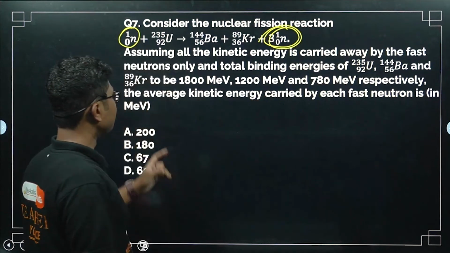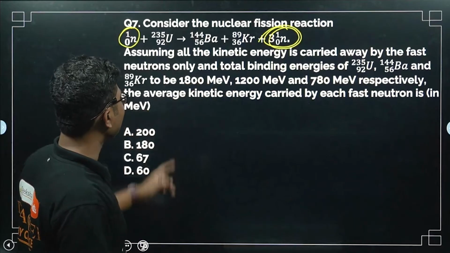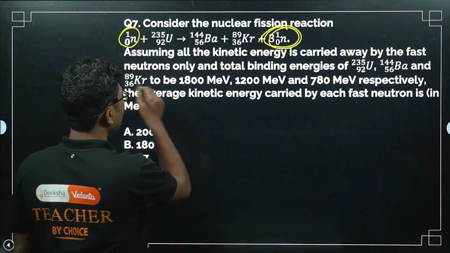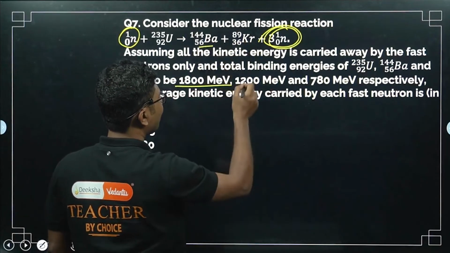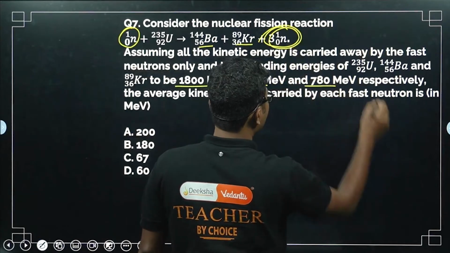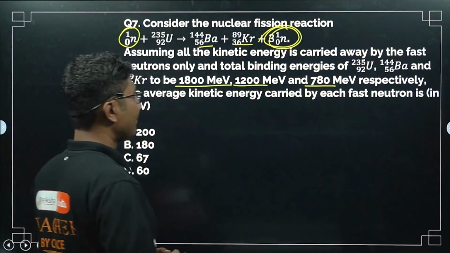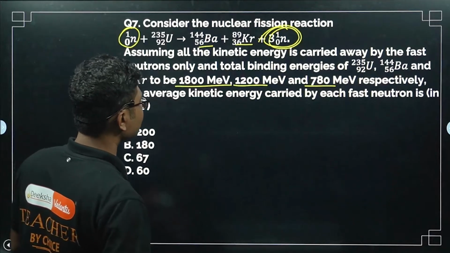and they are taking away all the kinetic energies, right? It is mentioned that the initial energy of the uranium is 1800 MeV, final energy of barium is 1200, and that for krypton is 780 MeV, respectively. The average kinetic energy carried away by each fast neutron is?